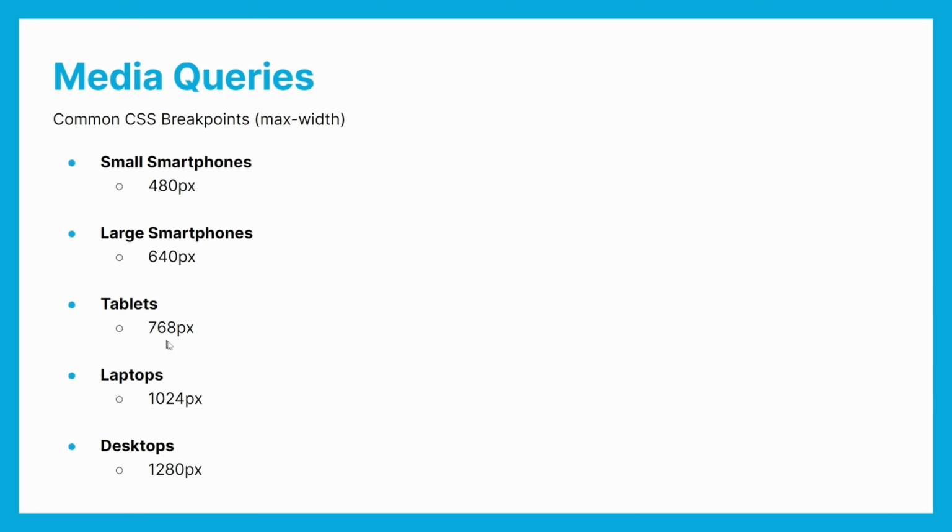If we want to create some style changes for tablets, we create a media query and we use 768 pixels as our breakpoint. If we want to create some style changes for laptops, we use a media query and use 1024 pixels as our breakpoint. So make sure to note these down somewhere. These are the most common CSS breakpoints and we're going to be using them very often throughout the course.